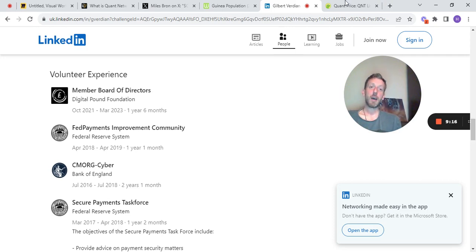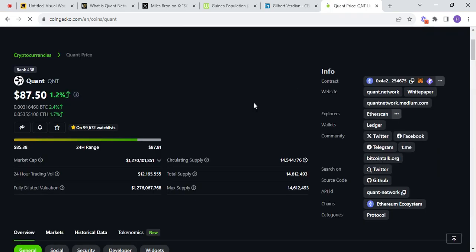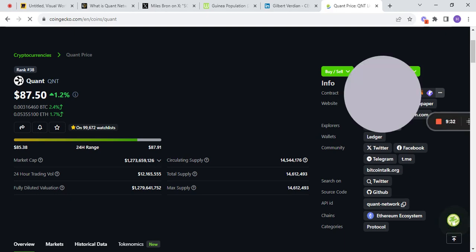So let's have a little look at price as well, because I think this is kind of important, because I think at the minute, Quant is at $87.50. Now, that sounds expensive if you're used to buying things like Casper and the coins that are below a dollar, but it might sound expensive, but this is a $1,000 coin. No joke. It'll easily hit $1,000 in the bull run.